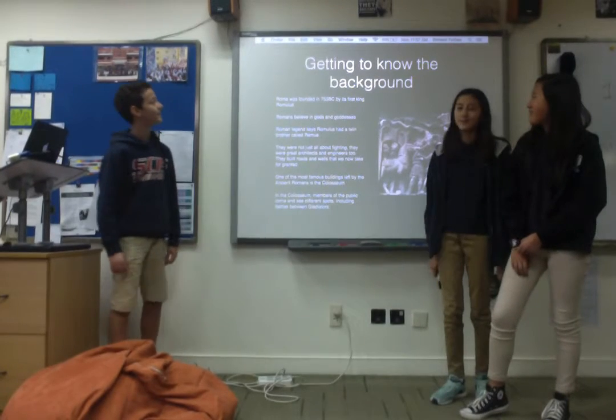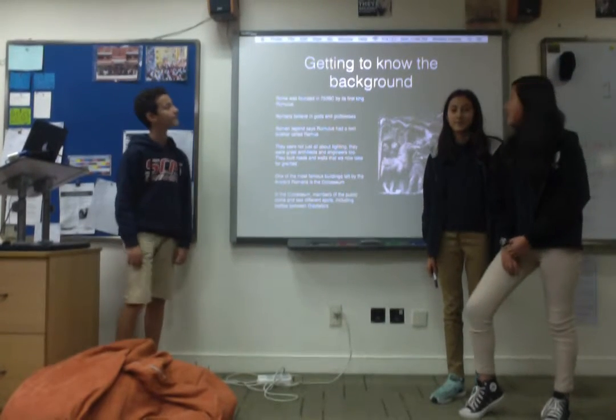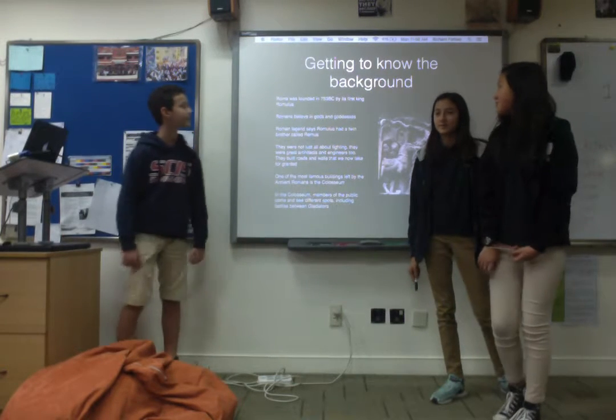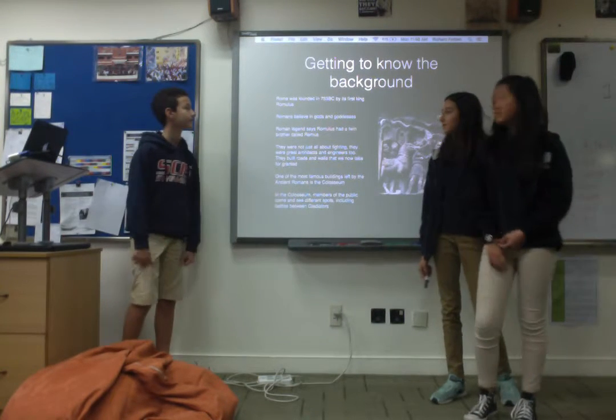Getting to know the background. Rome was founded in 753 BC by its first king, Romulus. And Roman legend says Romulus had a twin brother called Remus.